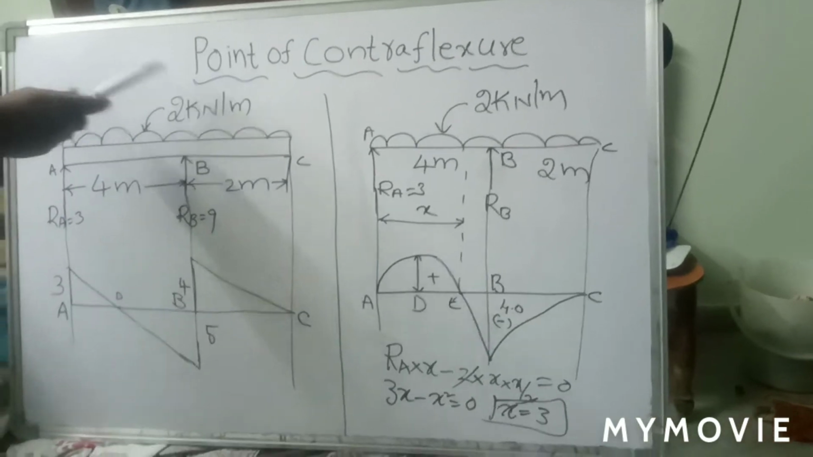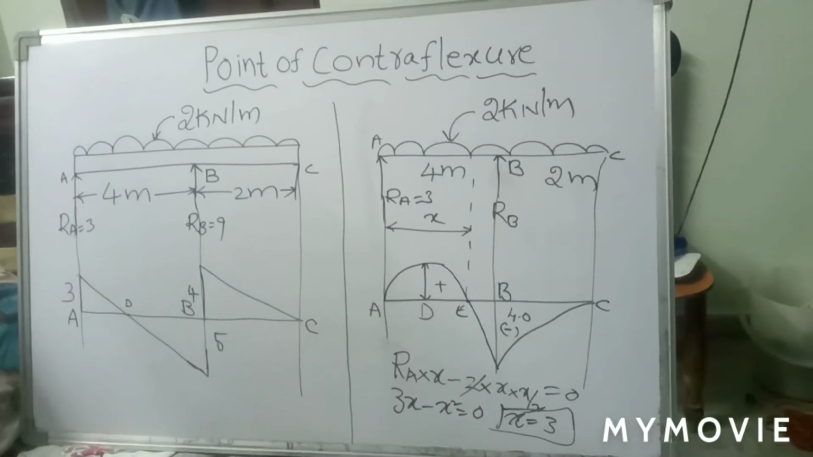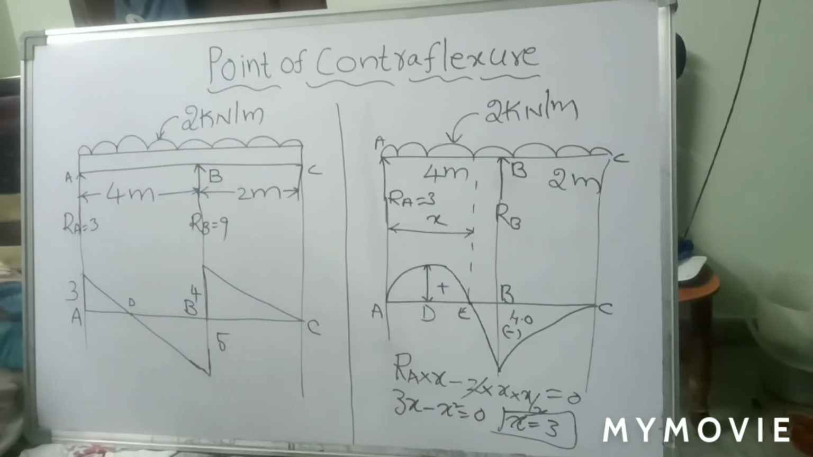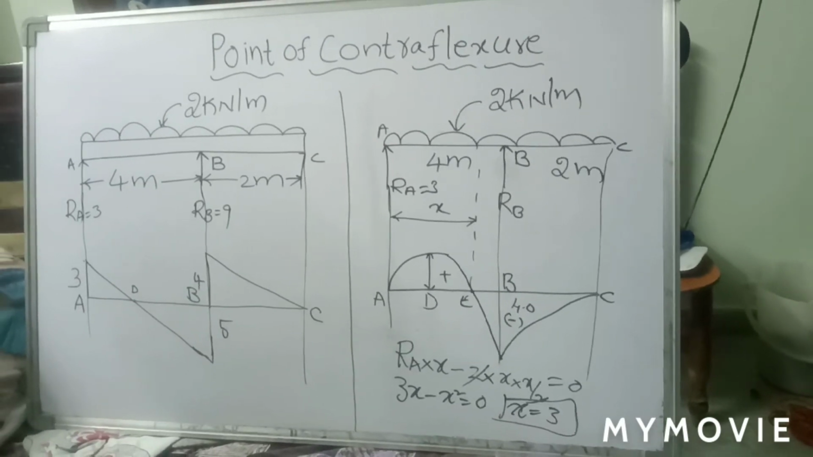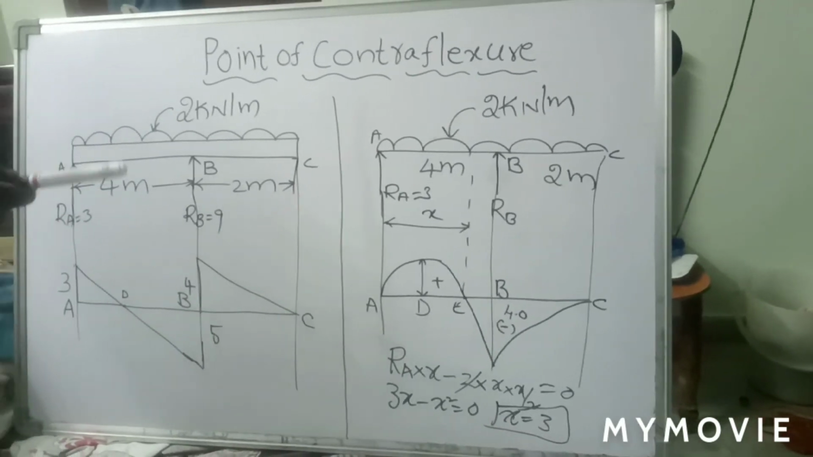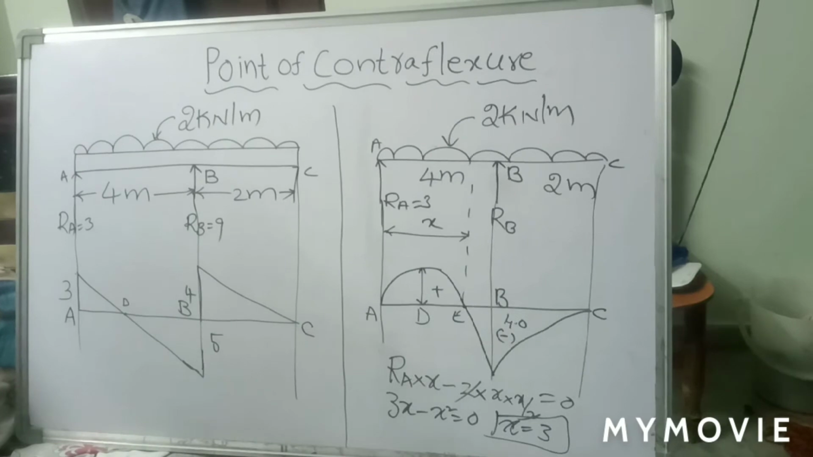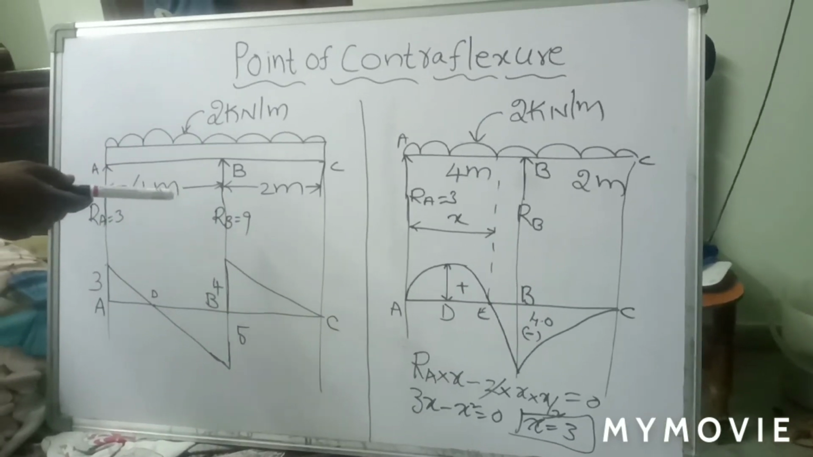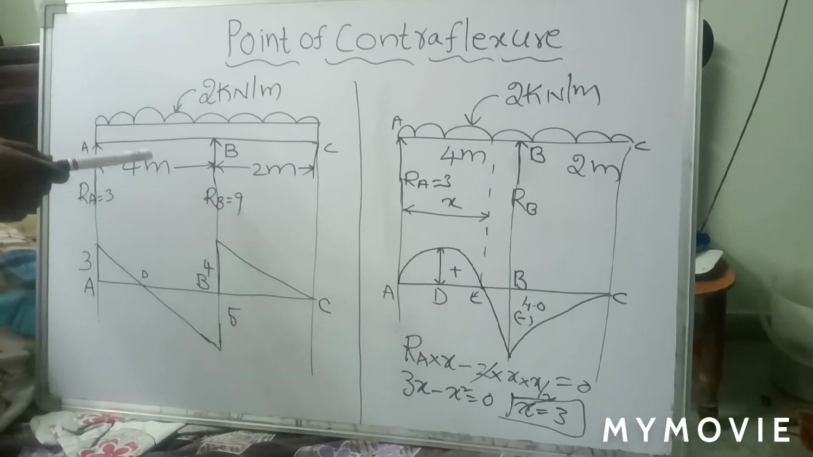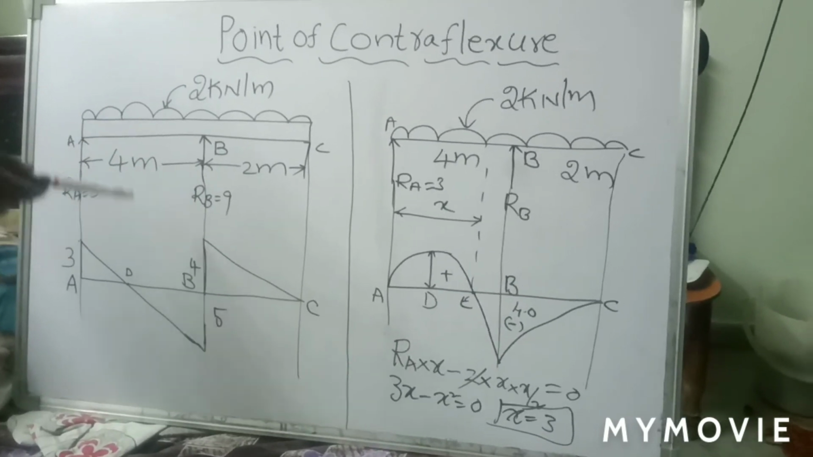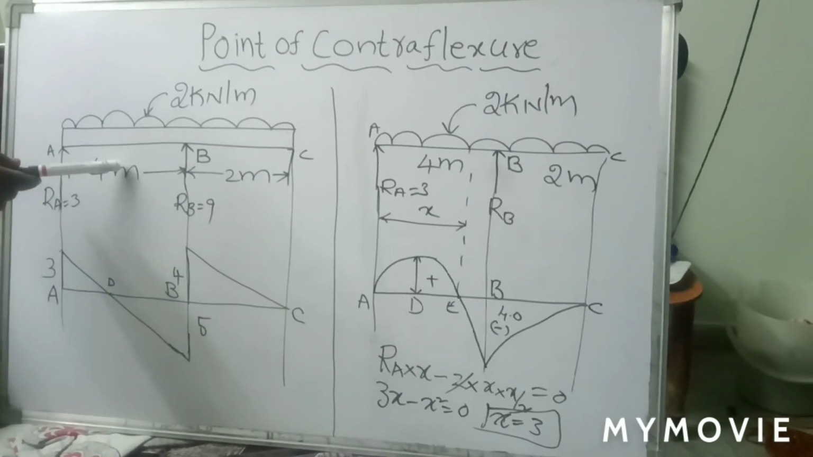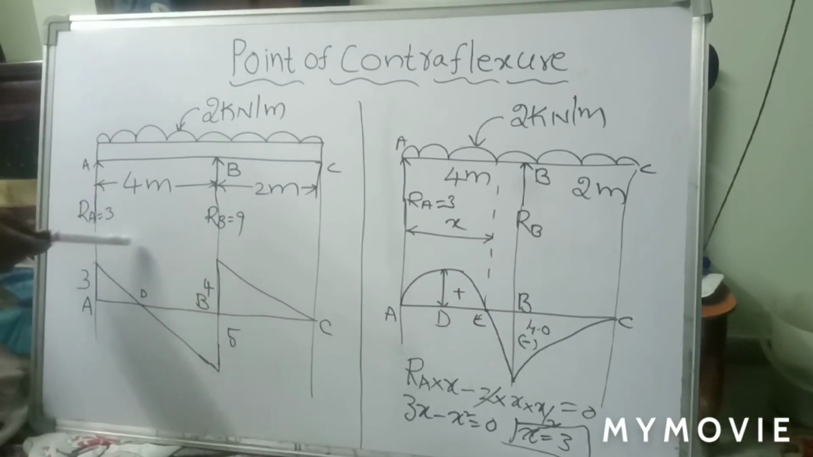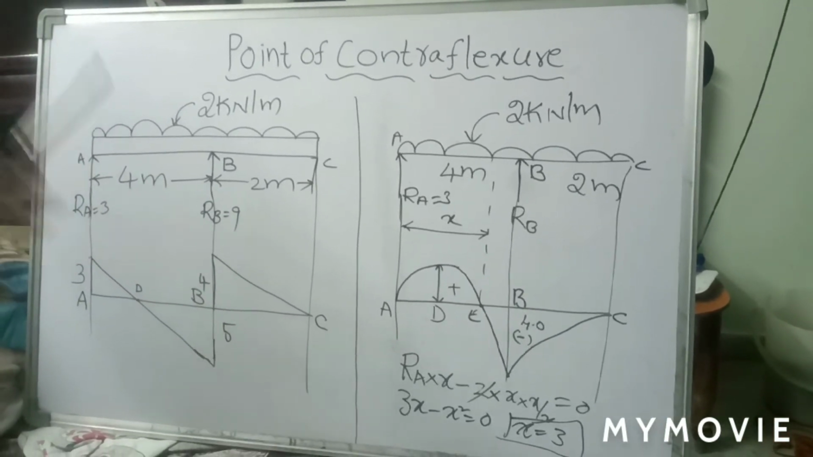Right. Today's concept is a very easy concept, that is point of contraflexion. What does point of contraflexion mean? We'll go on by taking a simple example. Let us consider an overhanging beam. Already we discussed how to construct the shear force diagram and bending moment diagram for an overhanging beam. So let us consider an overhanging beam and calculate the reaction forces RA and RB.